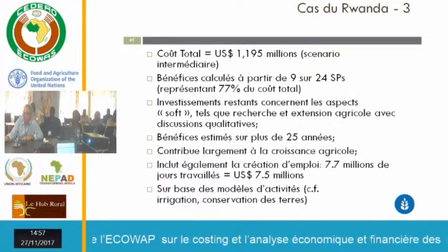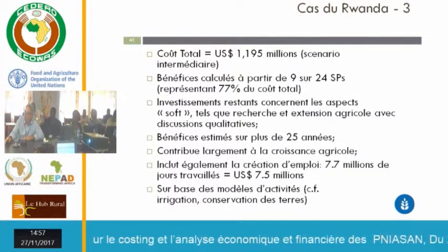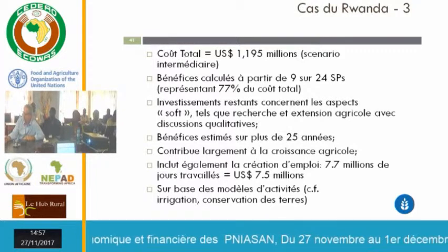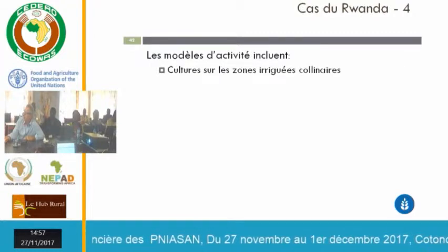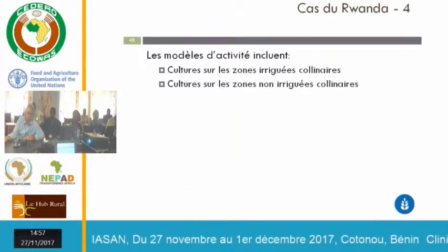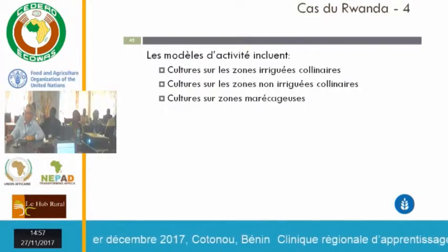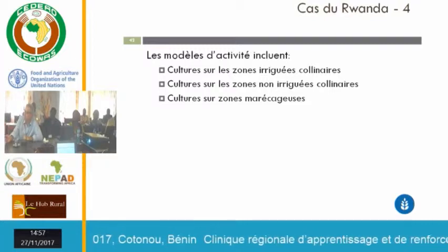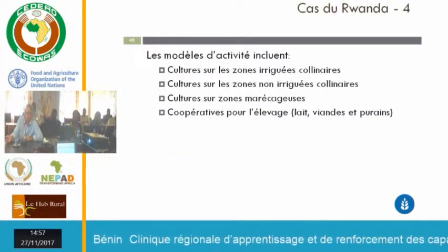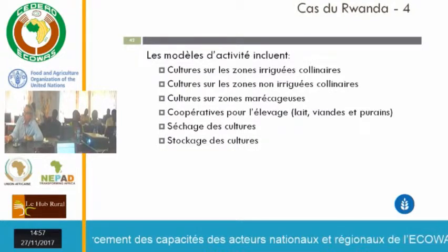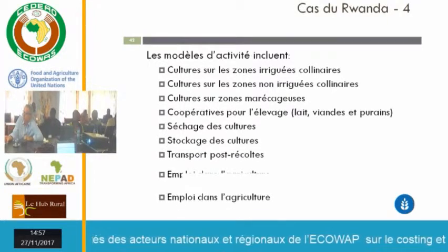So then they also made the evaluation of these 9 sub-programs based on activity models, as I was explaining this morning. So the irrigation, land conservation, and so on and so forth. Here, too, I have made the list of these activity models. So we have cropping on irrigated areas, cropping on non-irrigated areas, cropping in lowlands. So this is the investment plan. So in the development of this irrigated and non-irrigated area, cooperative for husbandry, producing milk, drying of crops, with funding of an investment plan for the facilities, drying facilities. So the storage of cultures, this has also a direct financial benefit, and post-harvest transport.